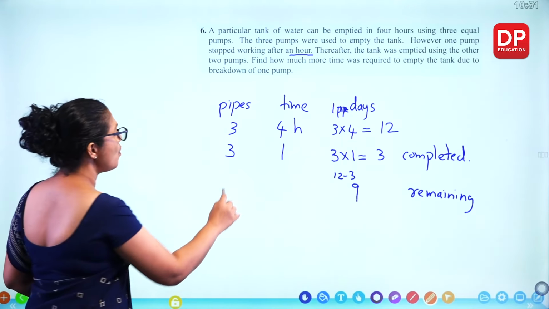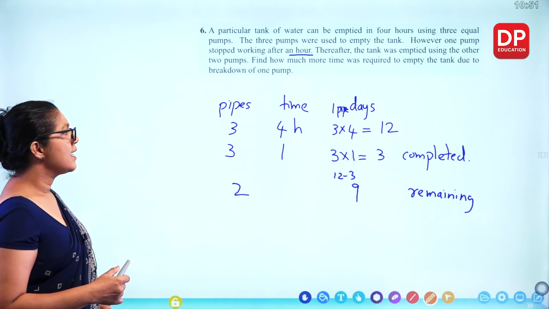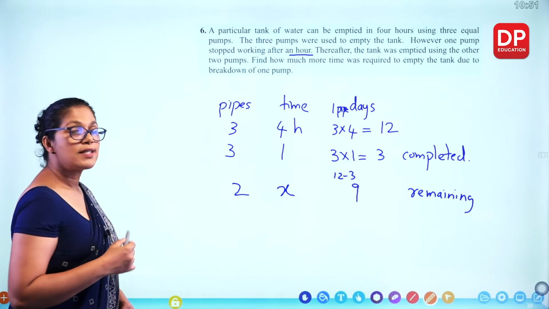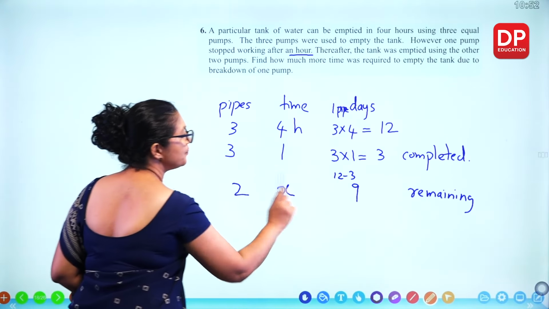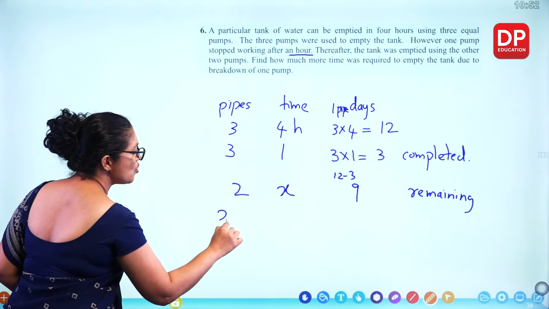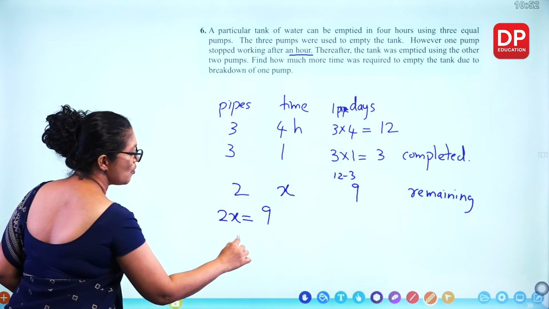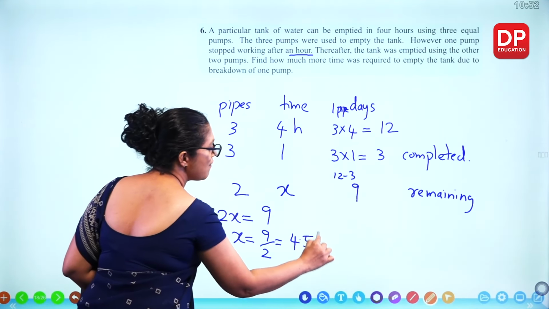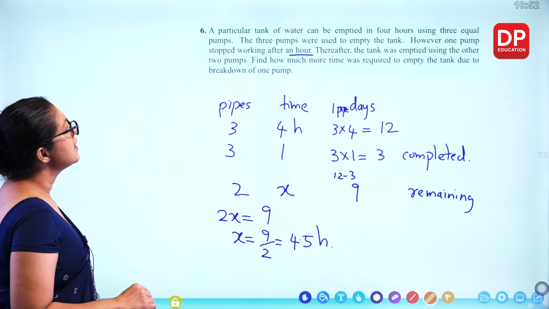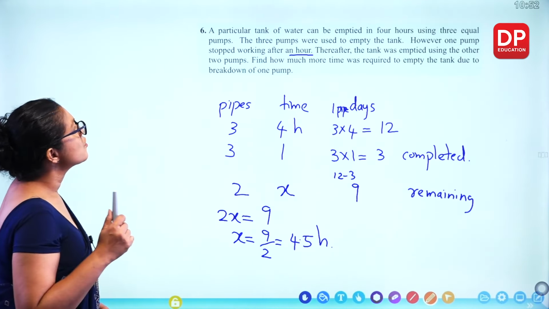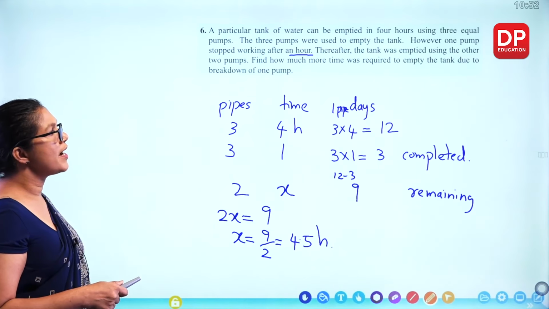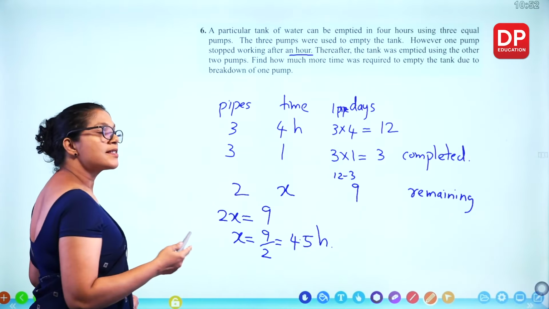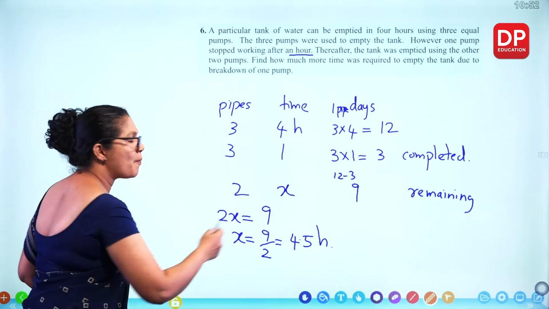But we know now 2 pipes are working and they are asking how many hours you need to empty the tank. So here we know, according to this one, 2x is equal to 9. So what is x? 9 divided by 2, that means 4.5 hours you need to complete this task. So find how much more time was required to empty the tank due to breakdown. Earlier 4 hours needed, but now 4.5 hours.